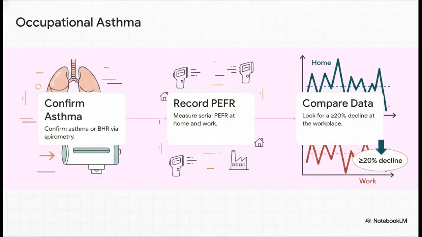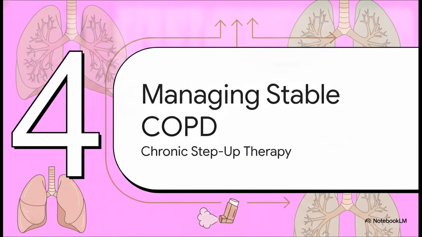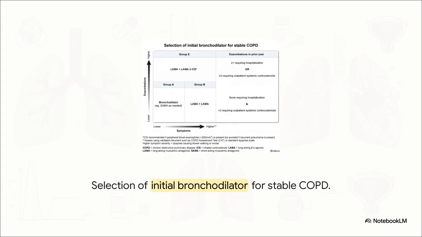For occupational asthma, establishing that workplace relationship is a very precise sequence. First, you confirm the asthma diagnosis with spirometry. Then, you rely on serial peak expiratory flow measurements that the patient records at home and at work. You're looking for a 20% or greater decline in those flow rates at the workplace compared to when they're at home.